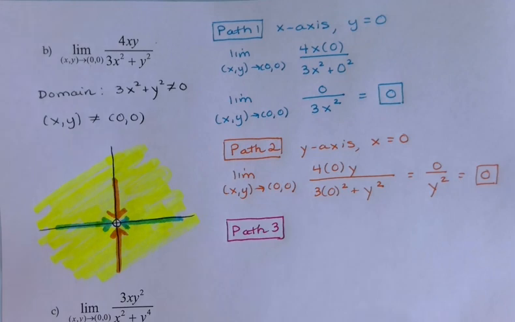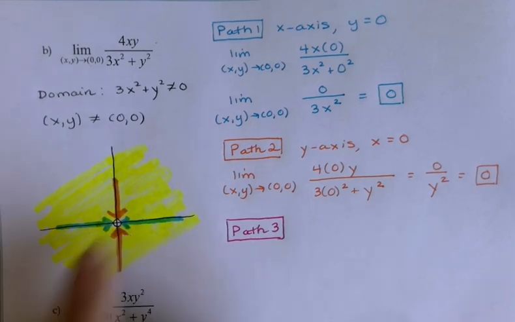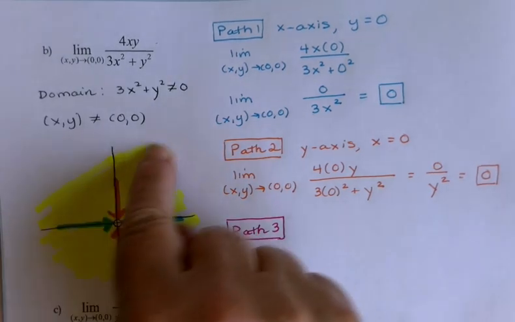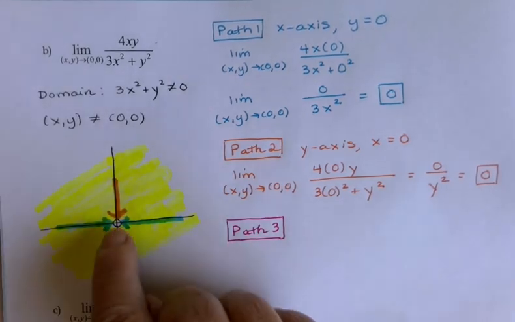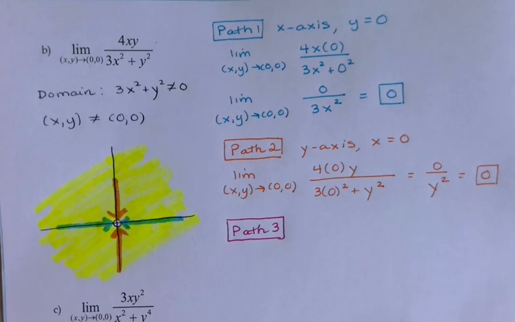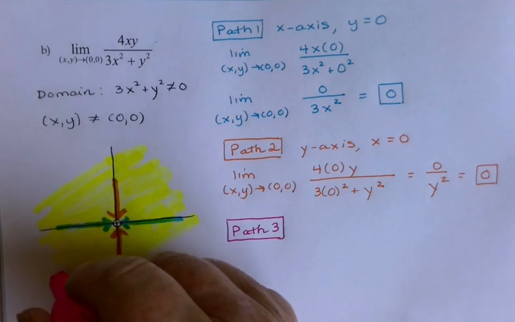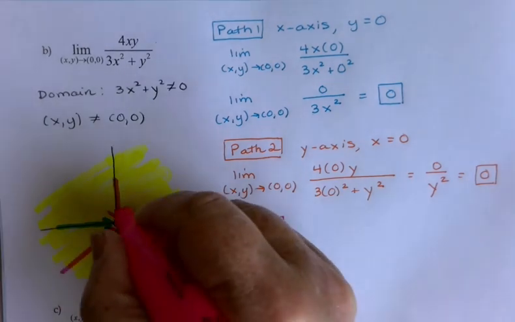You can choose any path as long as it leads or contains that point 0, 0. It wouldn't do it any good to pick a path up here, right? I got to pick something that's going to go through 0, 0. What if we just try y equals x? The diagonal right here.